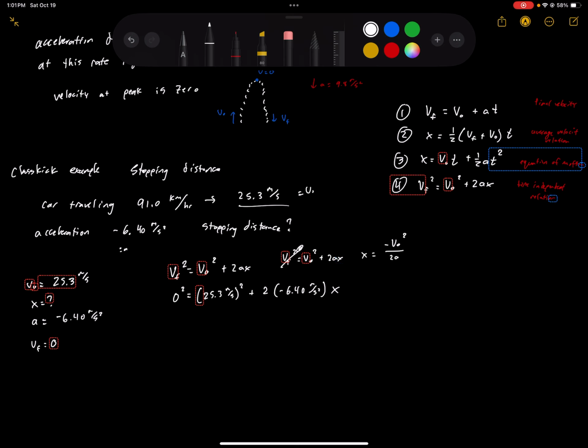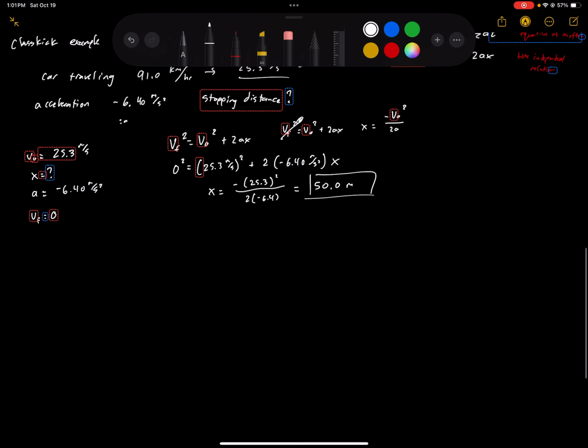Using just the numbers, x is equal to negative, and I'm moving this 25.3 squared to the other side, because 0 squared is just 0. So negative 25.3 squared, divided by 2 times negative 6.4. And when you put it in your calculator, you end up with about 50 meters. So 3 sig figs, 50 meters. All right, that's the stopping distance.